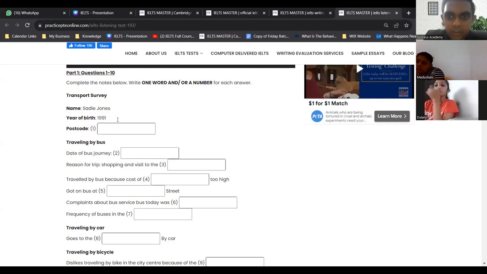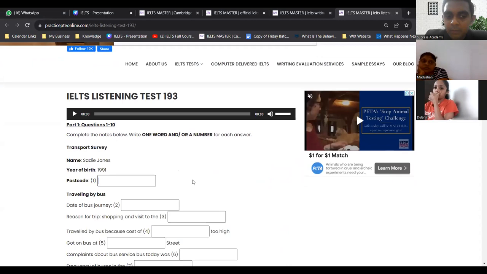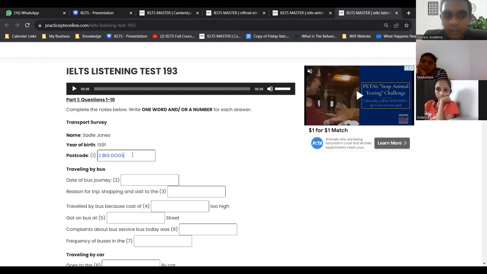They have to directly write or type the correct answer in their allotted space, right? Now, we spoke about one word and or a number. If they say two words and or a number, it's like this: you say big dog, right? Two words. So if you say two big dogs, this is also correct. Why? One number, two words. That's correct, right?